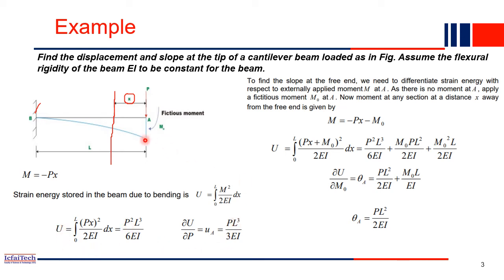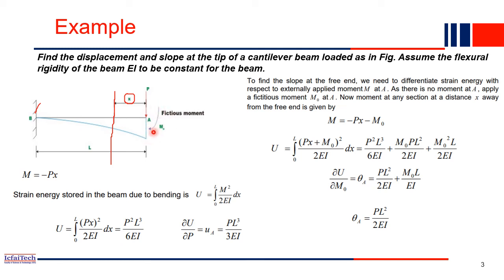But to find the slope at that point, we have to derive the strain energy with respect to moment. But here no external moment is acting. So what we'll do is apply a fictitious, imaginary moment, M naught. Although in reality there is no moment at this point, we have to take the derivative to find the slope, as per Castigliano's theorem.